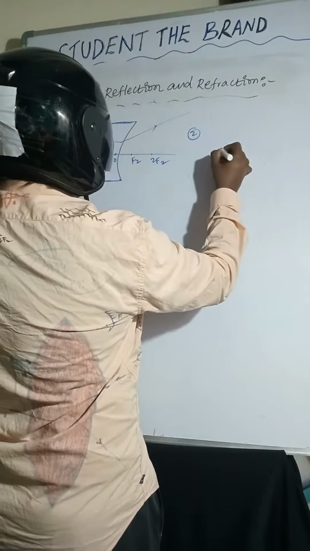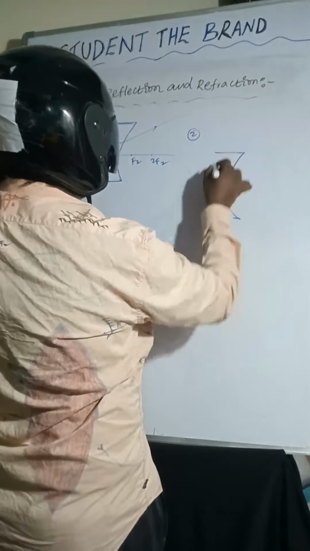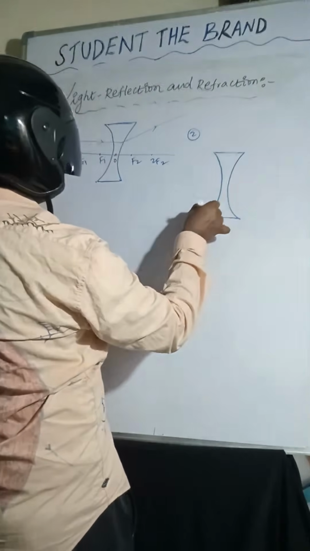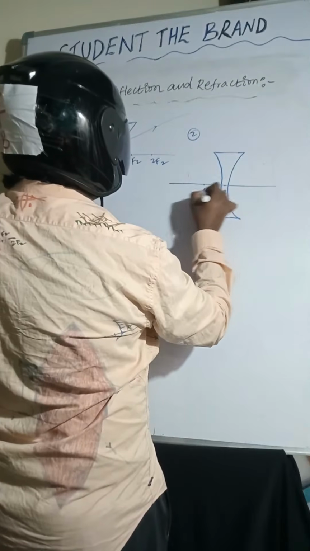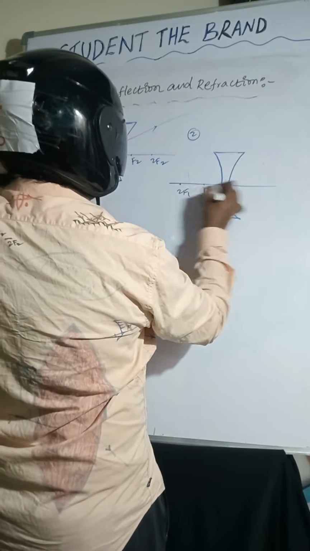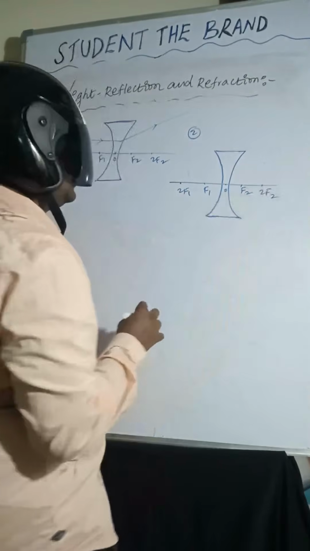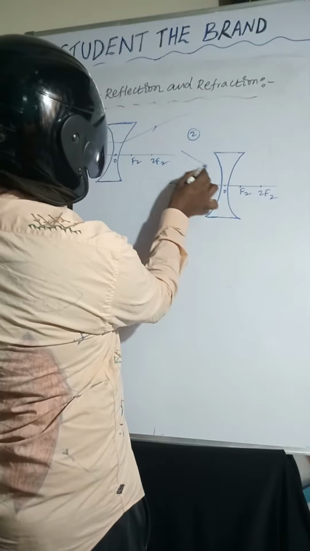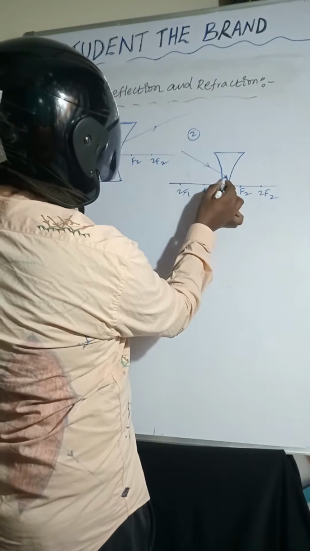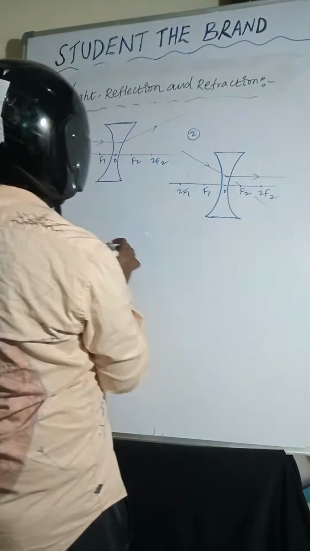Coming to the second one, the same thing I'm taking here. Optic center, F1, 2F1, F2, 2F2. Light rays directed towards the focus, after refraction, become parallel to the principal axis.